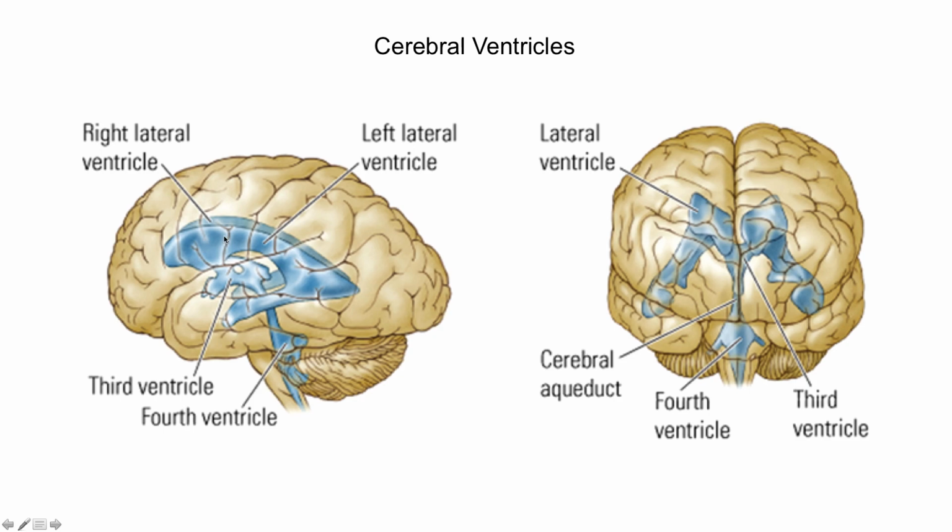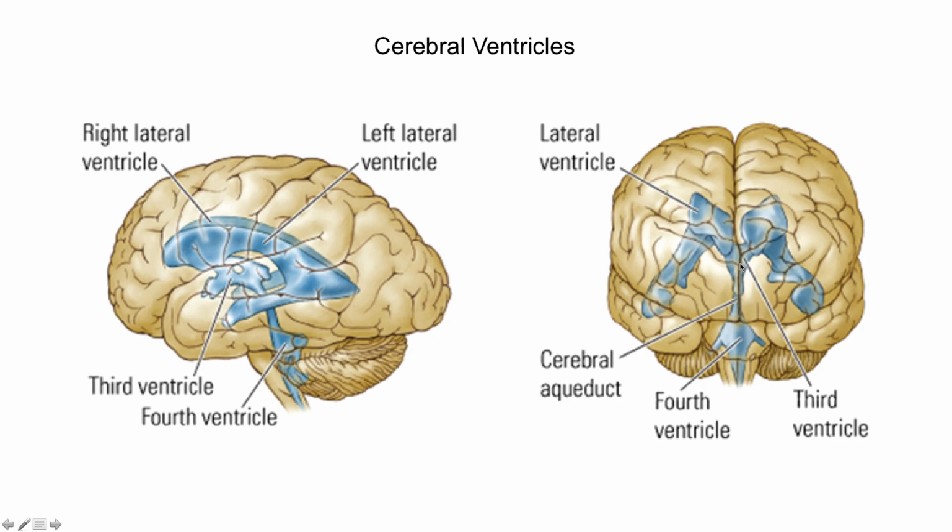Then the left and right lateral ventricles connect to the 3rd ventricle right here. This is in the middle of the brain, so this is technically between the 2 hemispheres. And then through this little aqueduct, or this little pipe right here, which we call the cerebral aqueduct, the 3rd ventricle connects to the 4th ventricle. And the 4th ventricle is located here by the brainstem.